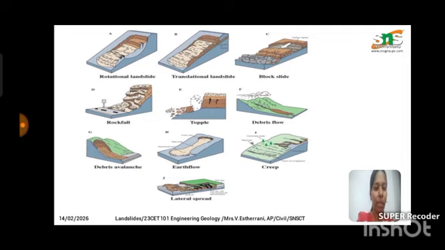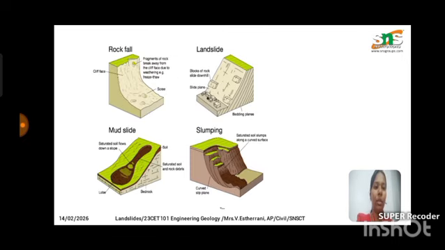Next one is lateral spread. Lateral spread is nothing but the landslide area where the lateral surface, that is the horizontal surface of the layer, is damaged. Next one is rock flow. It is the representation of the rock flow. Rock flow is nothing but the rock that flows from the upward to the downward due to gravitational forces.